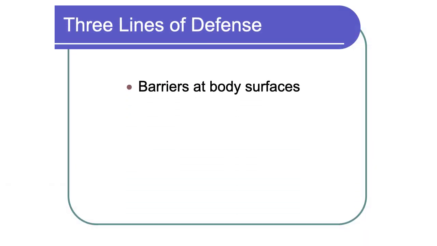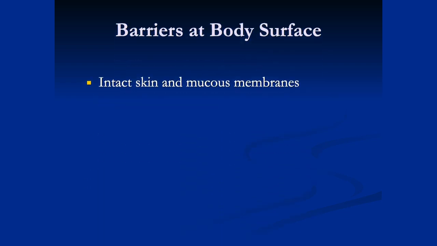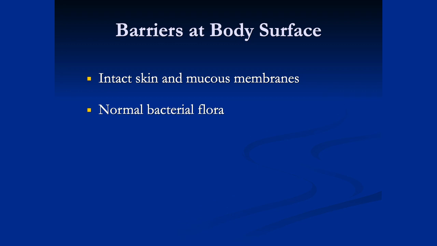So your body has 3 lines of defense: barriers at the body surface, non-specific responses, and immune responses. So let's talk about the first one. Barriers at the body surface are intact skin and mucous membranes, normal bacterial flora, so you normally have bacteria on your skin and in your body, and then the flushing effect and low pH of urine. Okay, so these are normal barriers. So you flush things out, you have normal bacteria that block, and then skin and mucous membranes help to prevent things. So these are just general barriers.